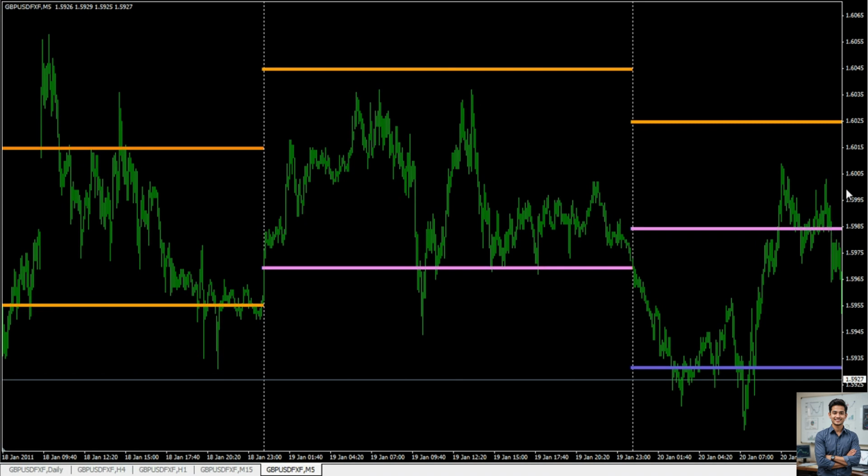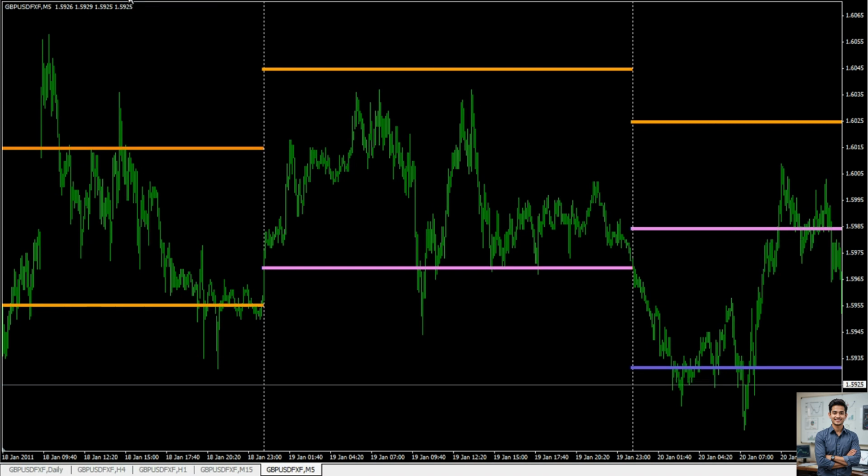Okay, this was this afternoon, London going into New York. Okay, and what we had here is a cable reaching up into a midpoint. And this is the central pivot. This is R1.